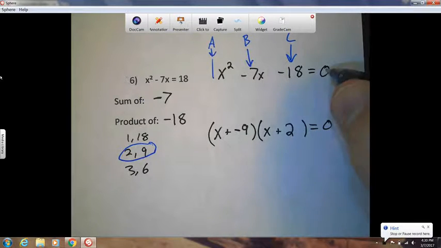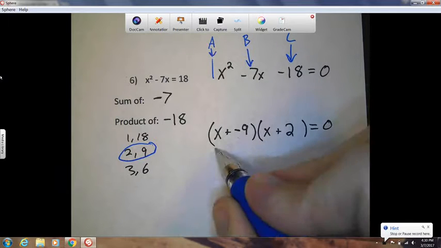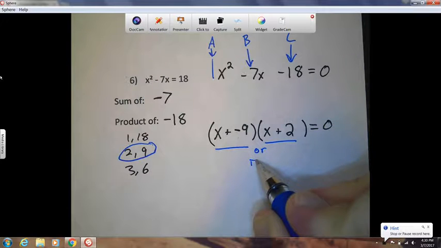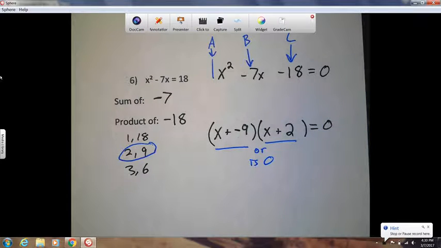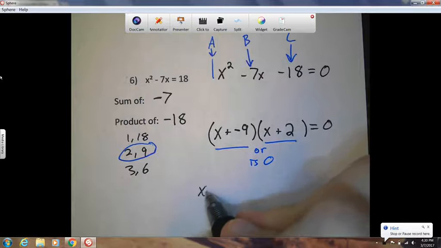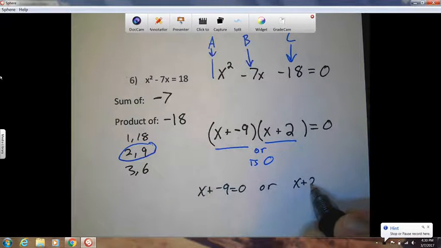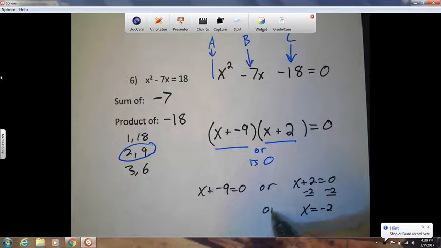Remember, like I said, it's the zero product property. Either this or this is 0. So I just have to figure out which it is. So x plus negative 9 equals 0, or x plus 2 equals 0. So I can solve this. So x equals negative 2, or x is equal to 9, one of those two.